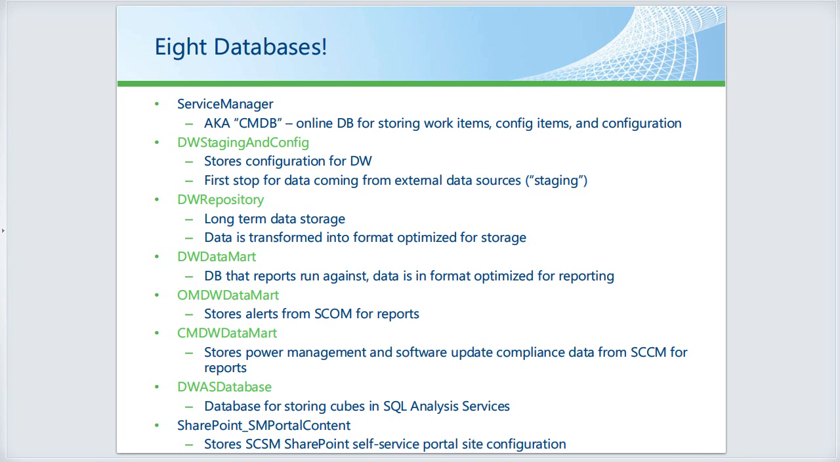The next 6 databases are all related to the data warehouse. First is the data warehouse staging and config database, which is used for storing the configuration of the data warehouse itself, as well as being the first stop for data coming into the data warehouse. So it's a staging ground where we can bring that data in and take it from there. The next database is the DW repository database, where we store data for long-term storage, and that data is optimized into a format designed to be stored for a long period of time.